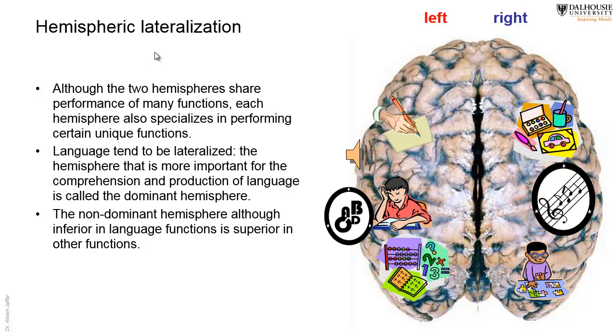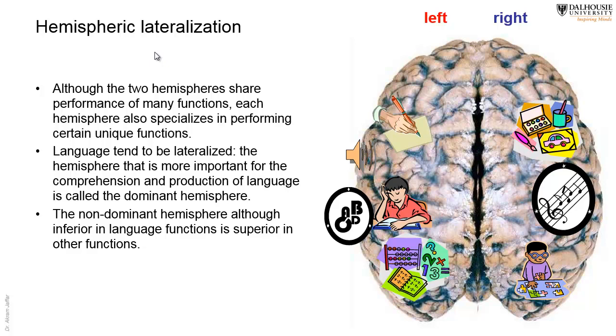Most of us are right-handed, and the dominant hemisphere is the left one, but even 90% of left-handed people have their dominant hemisphere on the left, because the dominant hemisphere is the hemisphere that contains the speech areas, motor and sensory speech areas. So these language areas are present in the dominant hemisphere. The non-dominant hemisphere is inferior in language functions, but it is superior in other functions.